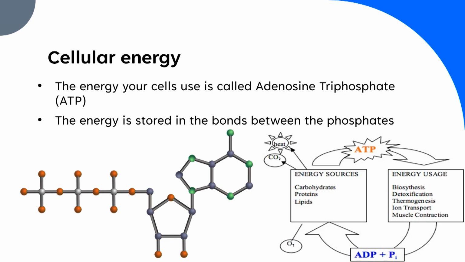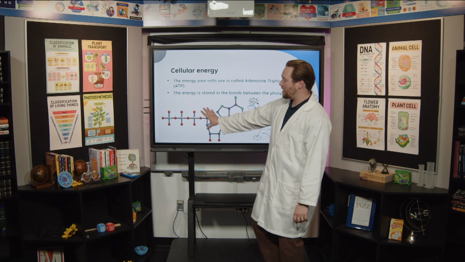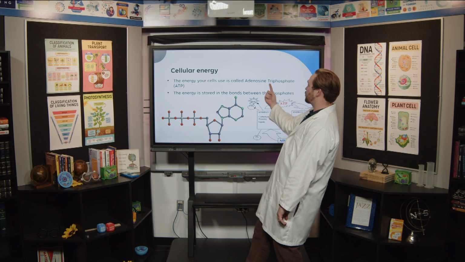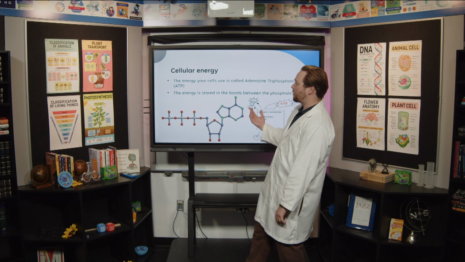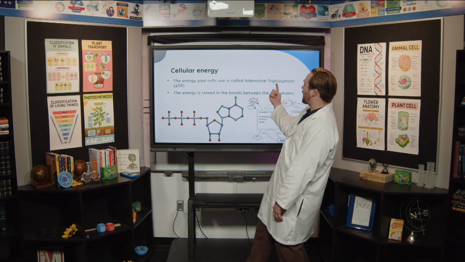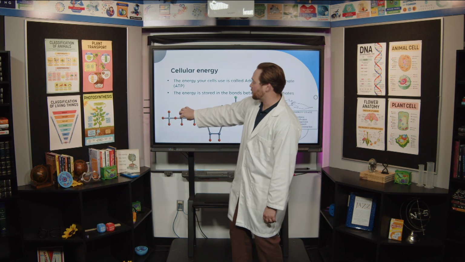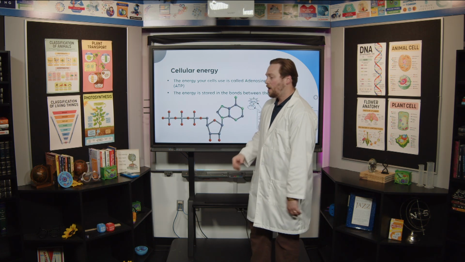So let me point out where the phosphates are real quick and you'll kind of see what's going on here. This is an ATP molecule, okay? It's called adenosine triphosphate. Tri here means three, like a tricycle has three wheels. Well, instead of three wheels, adenosine triphosphate has three phosphates. These are the phosphates, okay? You can kind of see these three repeating units right here. That's a phosphate, that's a phosphate, that's a phosphate, okay?